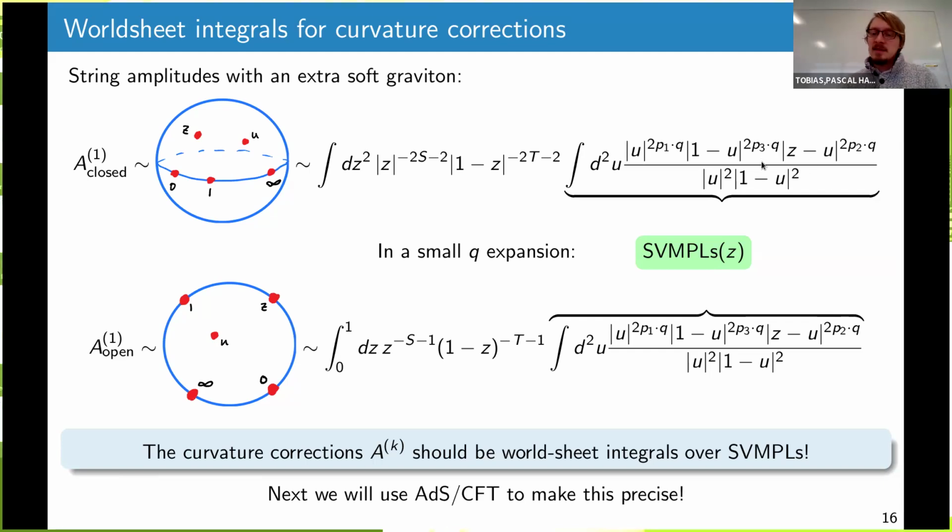And these are the type of integrals that preserve single-valuedness. So if we do a small Q expansion, we see that we get single-valued multiple polylogs evaluated at Z. So we conclude that the curvature corrections should qualitatively look like worldsheet integrals over single-valued multiple polylogs. And in the rest of the talk, I will now use AdS CFT to make this precise.